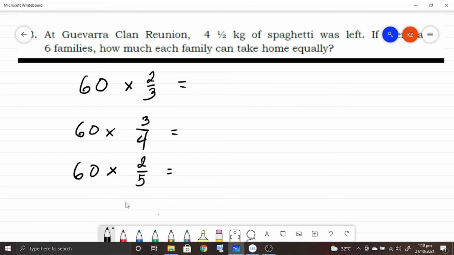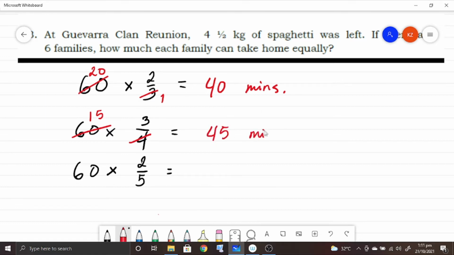Okay, so ang tanong, ilang oras lahat yung kanyang nakonsumo sa kanyang pag-aaral? Okay, so kapag ganito, pwede na tayo nung mag-cancellation. Okay, so 3 divided by 3 is 1. 60 divided by 3 is 20. So 20 times 2 is 40. Okay, minutes ang unit natin dyan. And then 4 divided by 4 is 1. 60 divided by 4 is 15. So 15 times 3 is 45 minutes.